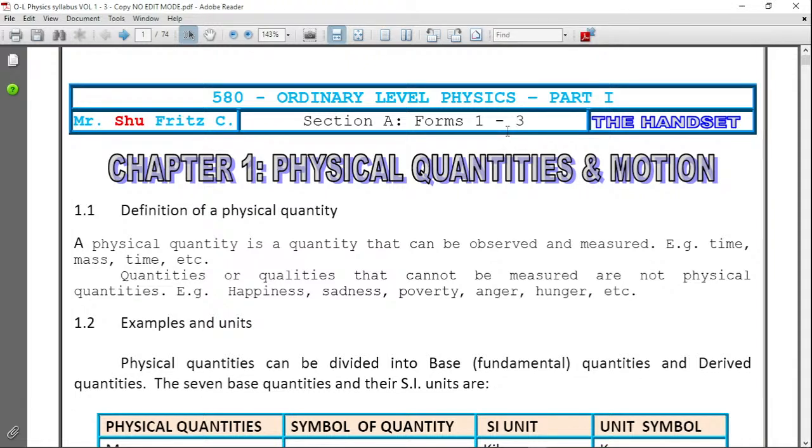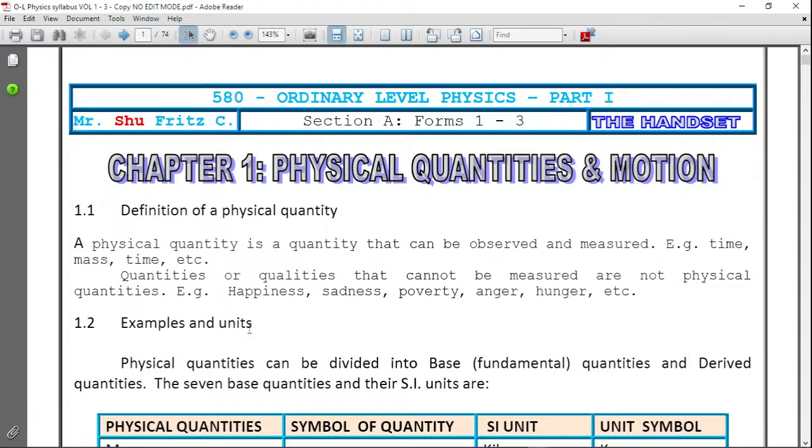What is a physical quantity? It's a quantity that can be observed and measured. For example, time and mass are all physical quantities because we can observe and measure them. But qualities that cannot be measured are not physical quantities. For example, you can see that somebody is happy, you can observe it, but you cannot measure the amount of happiness in terms of physics. Sadness, poverty, anger, hunger or bitterness can be observed, but you cannot measure them. So these qualities are not physical quantities.